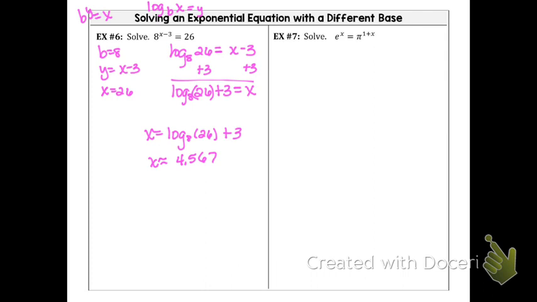All right, so I'm going to let my base be e. My y is the x, and my x is that whole other side. So we get log base b of x equals y.